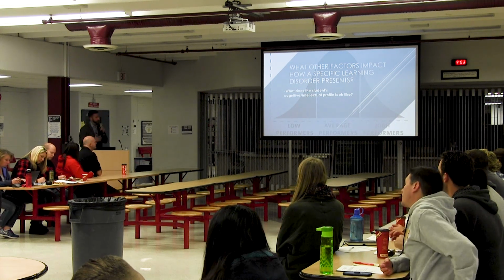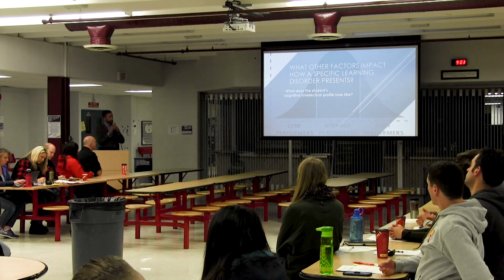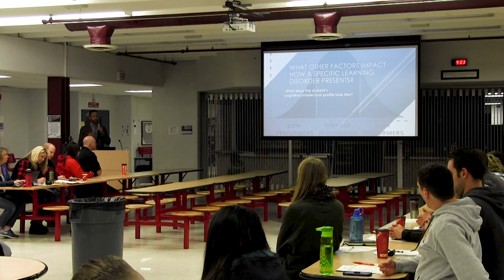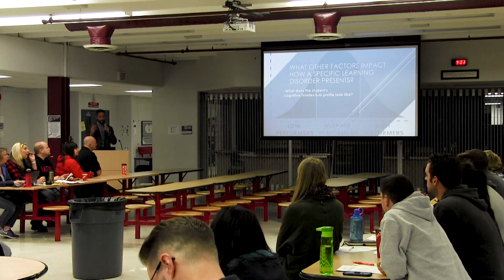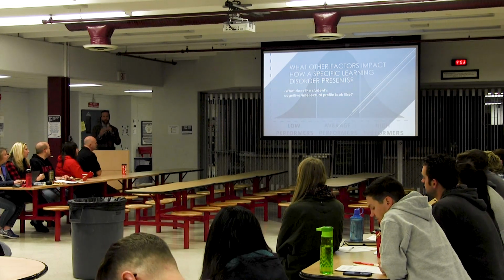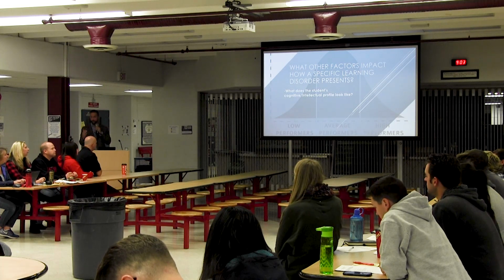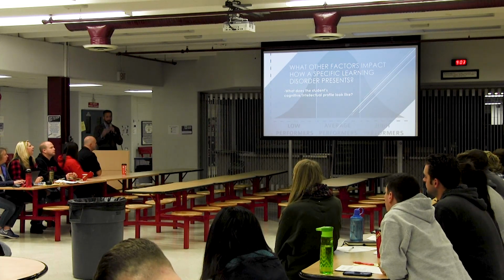This is a big one, and again, especially at a high school level, what does a student's cognitive or intellectual profile look like? If you have intellectual capacity that falls at the 95th percentile and you have a learning disorder, or you have intellectual capacity that falls at the 40th percentile and you have a learning disorder, it doesn't look the same.